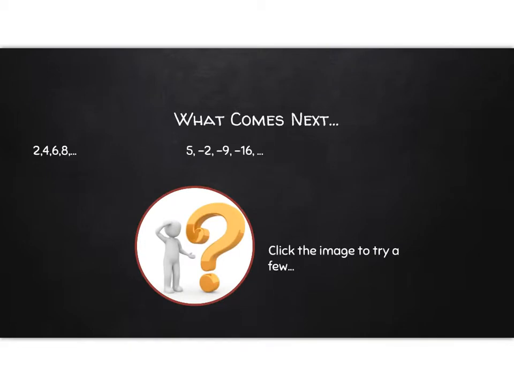So let's start by looking at a couple of sequences of what comes next. These are obvious, I think, to everybody. So 2, 4, 6, 8, of course 10, 12, 14. So we're adding 2 every time. Not as obvious, the second one, 5, -2, -7. So we're going down, so it's going to be subtracting 7 every time. So in the second one, we're going to go down, so -23, -30, etc.